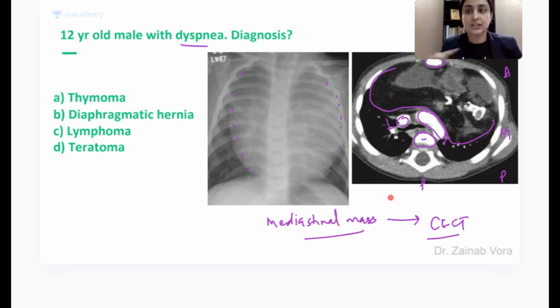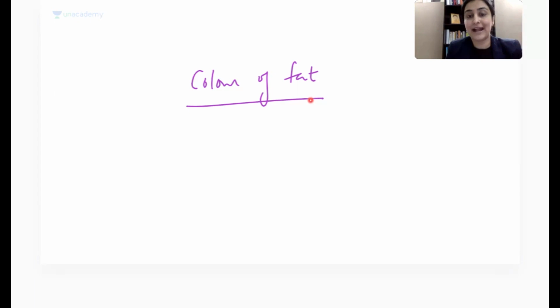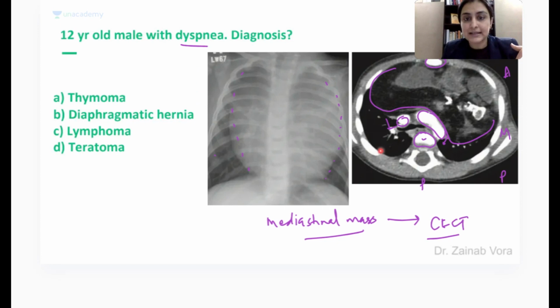Now the first learning point, the first category of learning that we are doing from today's class, is going to be the color of fat. Very plainly put, color of fat is black. As black as air? Not that black, but still black. It is the black of air, but not as black as air. It is as black as the subcutaneous fat you have here.